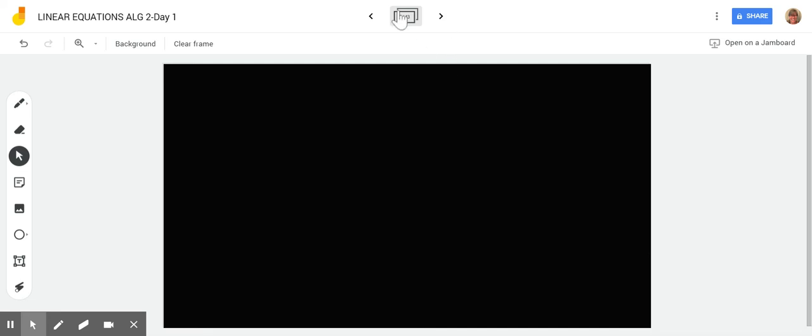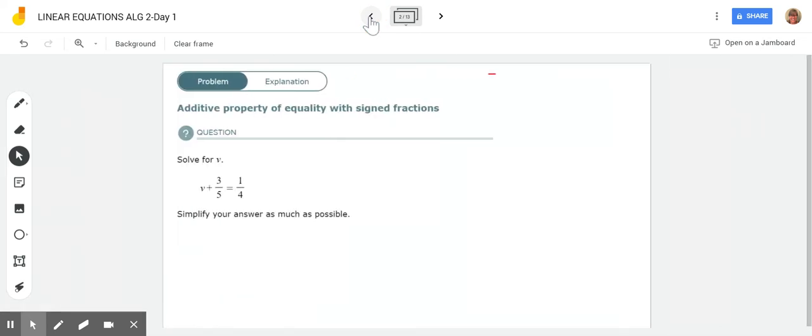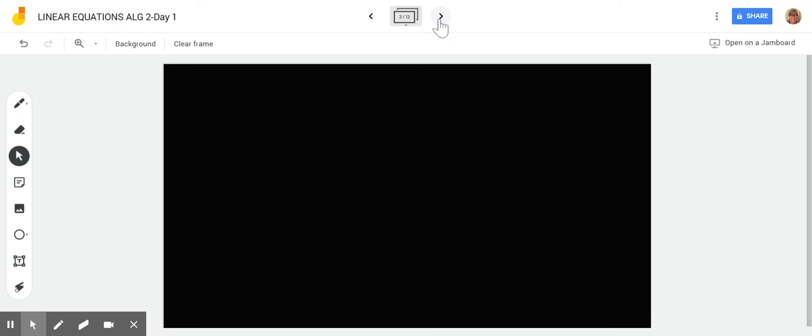This disappeared. I had the problem written. Isn't that interesting? It disappeared. Okay, v plus 3/5 equals 1/4. I'm going to rewrite that here. Let me get the black. Let me get white. Okay. V plus 3/5 equals 1/4.